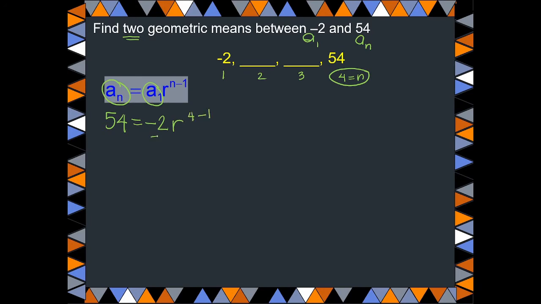Okay, how much are you going to divide for this? Divide both sides by -2. Cancel out. What is 54 over -2 equal to? -27. And what will be the exponent of r? 3. Now, cube. How do you solve for r now? Get the cube root. Correct.